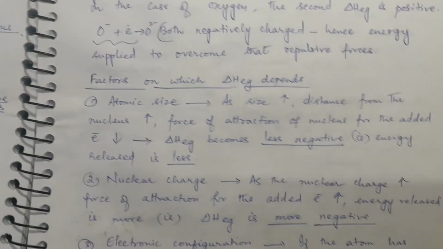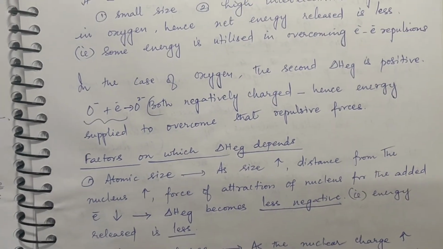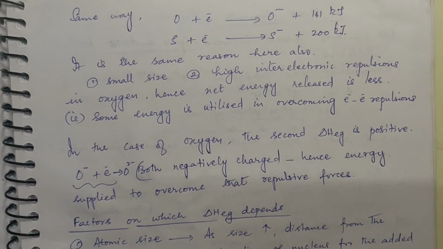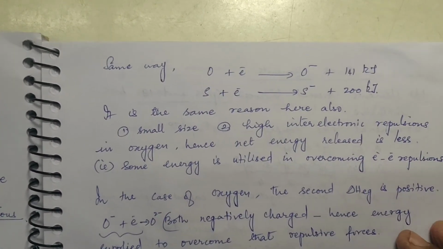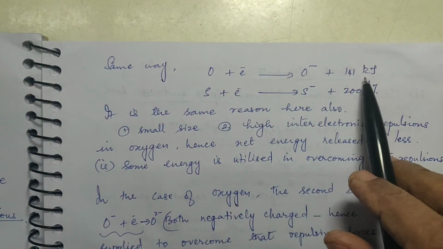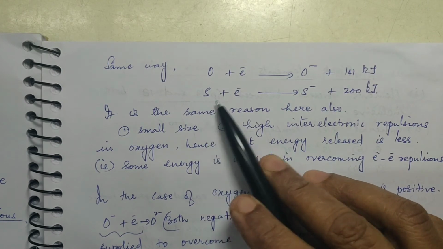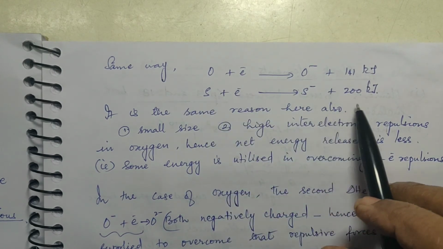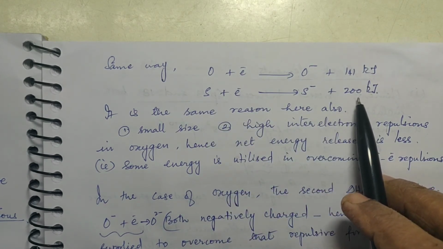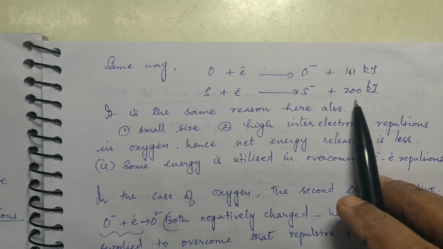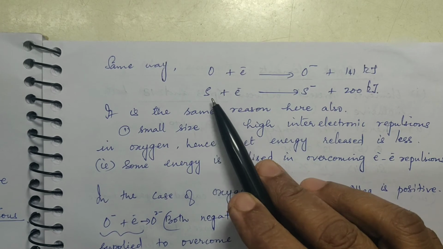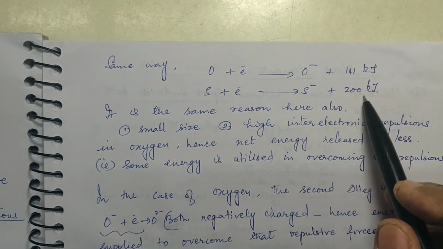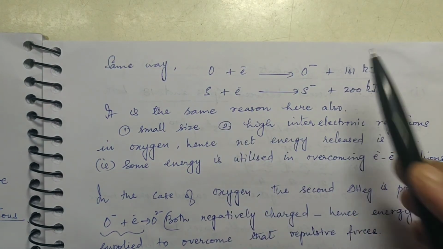In the same way, in the case of oxygen and sulfur also, the same thing happens. Oxygen is releasing 141 kilojoule by taking up an electron. Sulfur, by taking one electron, is releasing 200 kilojoule of energy. Again, you know very well that oxygen is more electronegative than sulfur. In spite of that, the energy released in the case of sulfur is greater than that of oxygen.